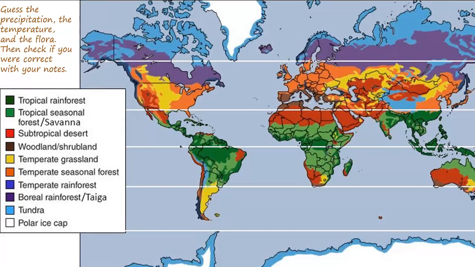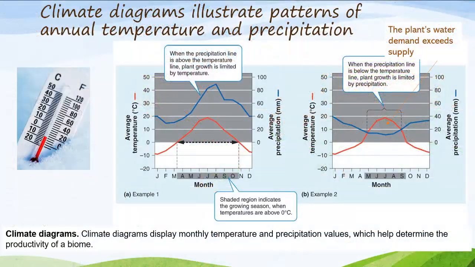And I would only do this one at a time. So if you pick the temperate grassland, I want you to think about, okay, what's the temperature, the precipitation, and the flora? And then test yourself by looking at your notes, like check your notes. If you did well, give yourself a happy face. If you did not do well, give yourself a sad face in your notes. And then just keep practicing.